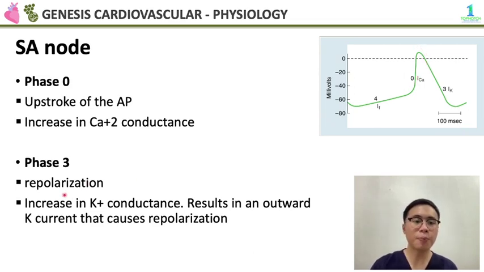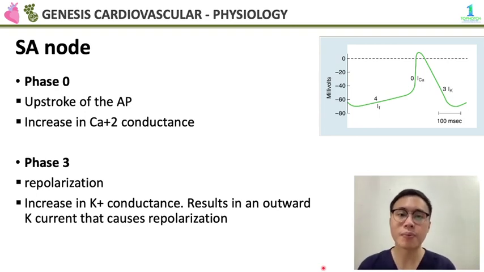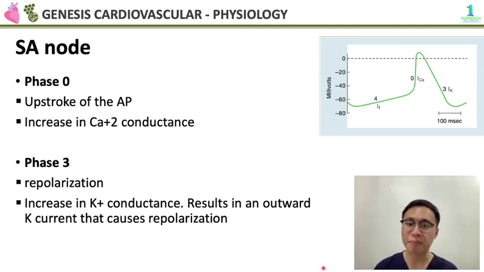Phase 3 is repolarization brought about by the increase in potassium conductance. Okay? So, this will bring about an outward potassium current that causes repolarization. And what can you say? Comment. Pareho ba to o magkaiba dun sa kanina na pinakita natin? It's the same. Diba? Basically, in phase 3, you bring it back towards the potassium equilibrium potential. You make it more negative.